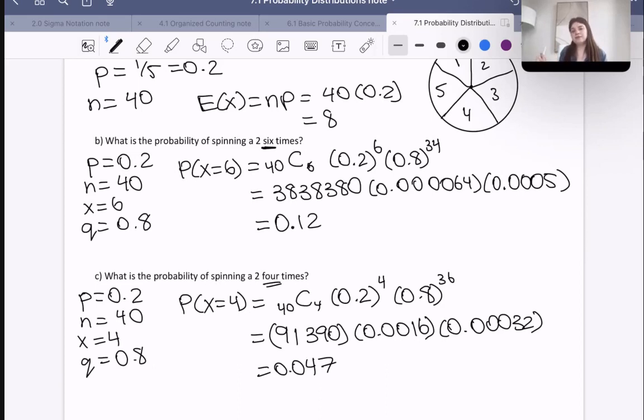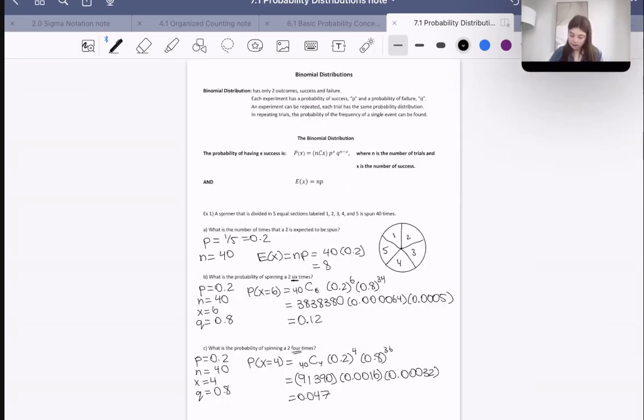We figured that if our expected value was 8 twos, to only get 4 isn't that likely to happen. It's certainly less likely to happen than in our previous example where we were spinning it and getting 6 or 2, 6 times. So there we have it. All right, so let's do another example here.